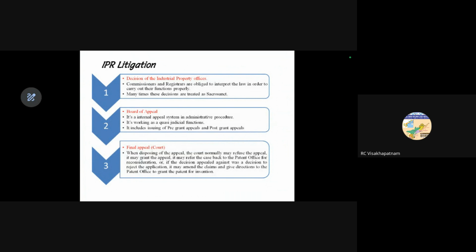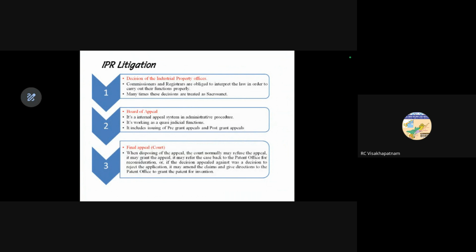And in the case of IPR litigation, basically the IPR litigation can be divided into three main stages. First, at the time of making the IPR application, the office itself acts with some quasi-judicial function. So, the decisions of intellectual property offices, for example commissioners and registrars, are obligated to interpret the law in order to carry out their functions properly.